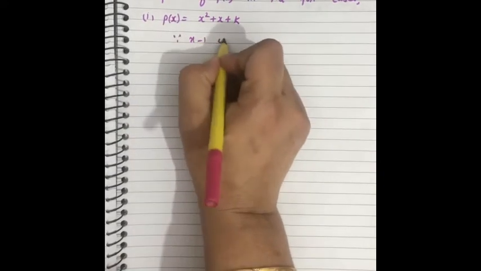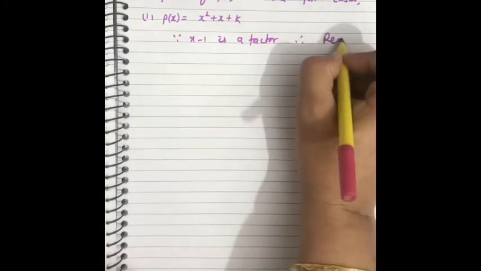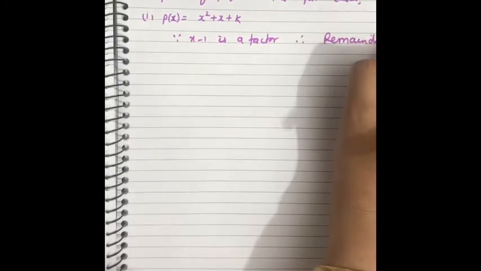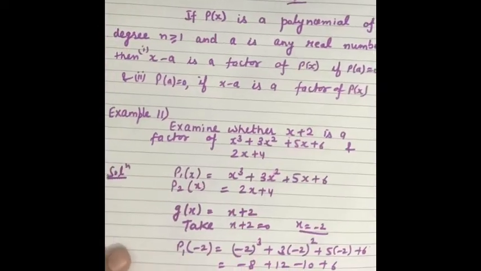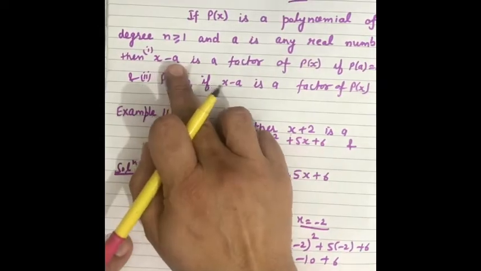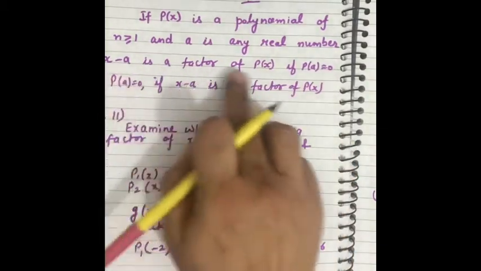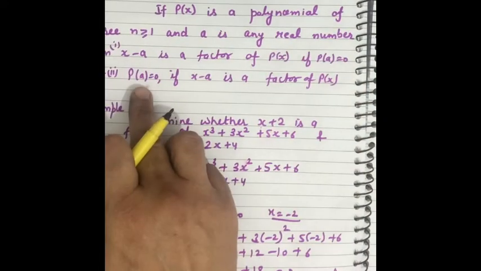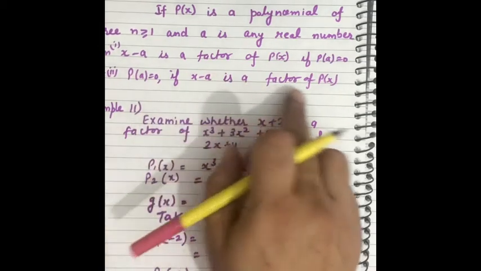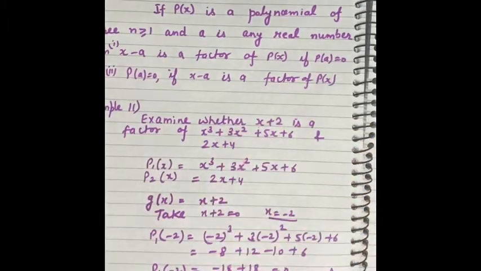Because x minus 1 is a factor, therefore remainder is equal to 0. Recall the remainder theorem. Recall the factor theorem. In factor theorem they were saying if x minus a is a factor of the polynomial, then P(a) is equal to 0, and if P(a) is equal to 0, then x minus a is a factor.